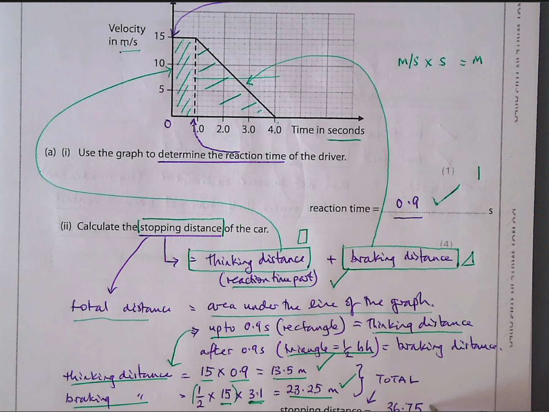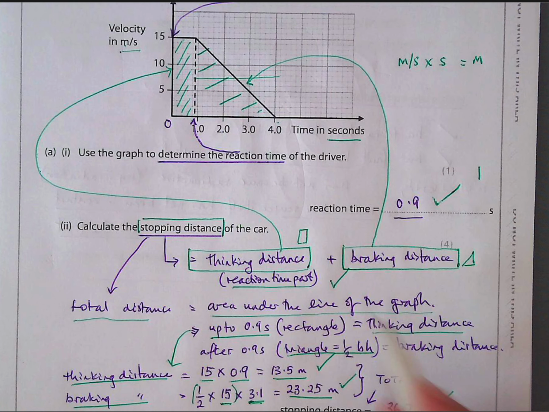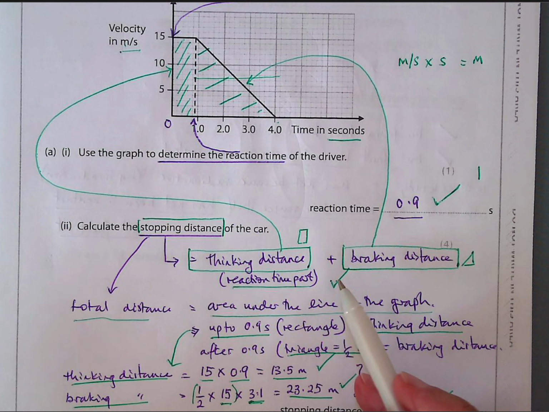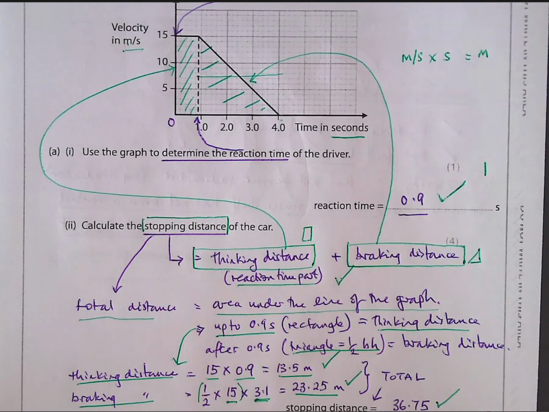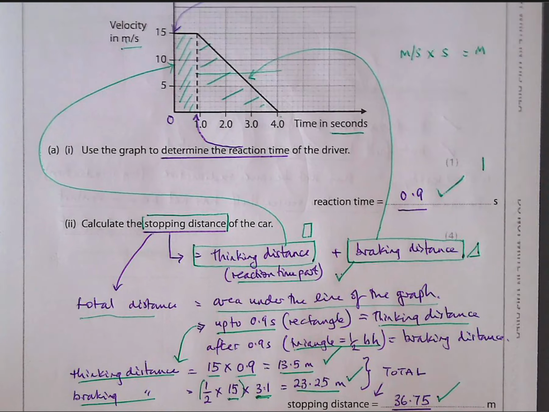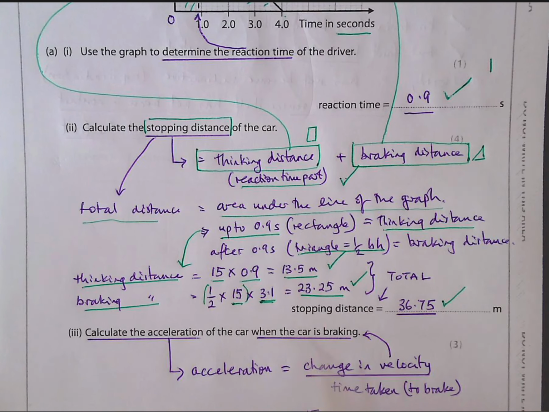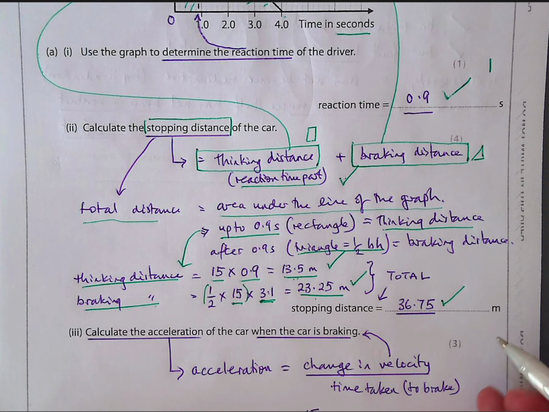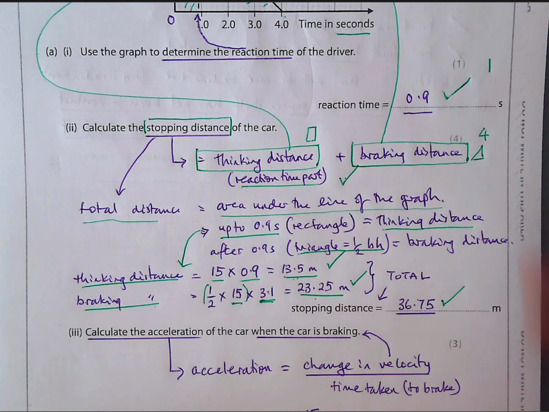You add those two together, you get 36.5. So one for knowing the concept, distance under the graph, one for working out the thinking distance traveled, 13.5, and one for doing the area of the triangle, the braking distance, as 23.25. So I would put it that accurately, but you could round it up to 36.8 if you wish to, and you probably still get the marks. So that's how you get the 4 marks.